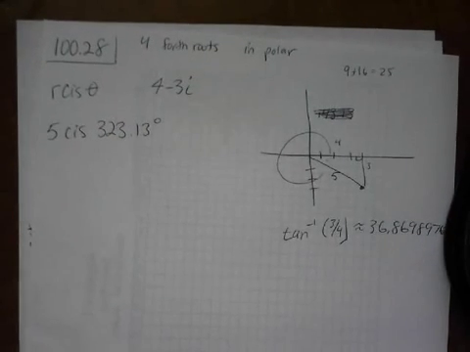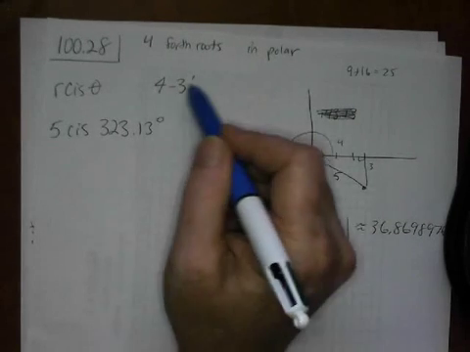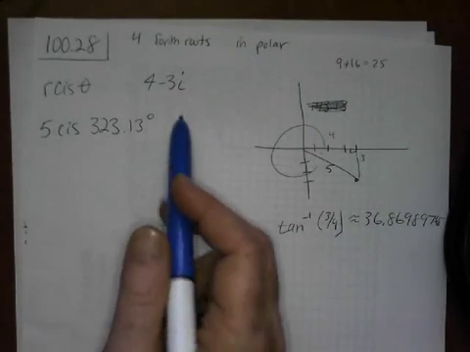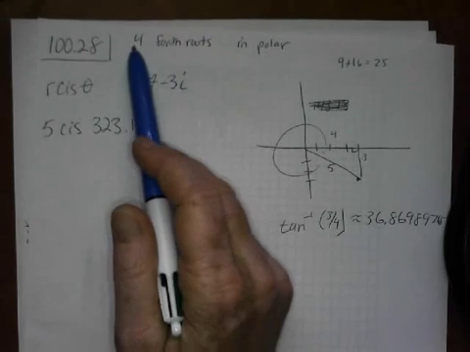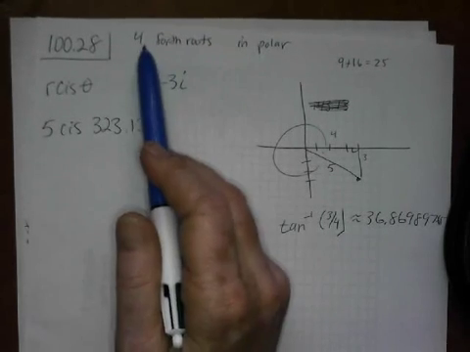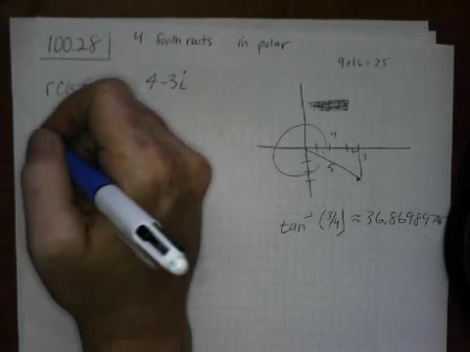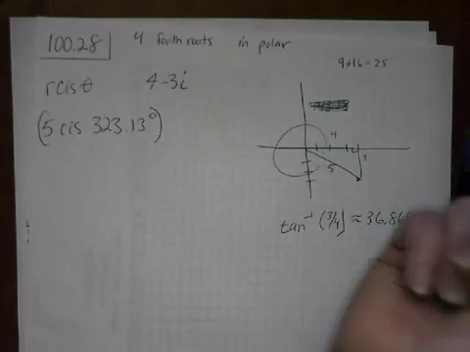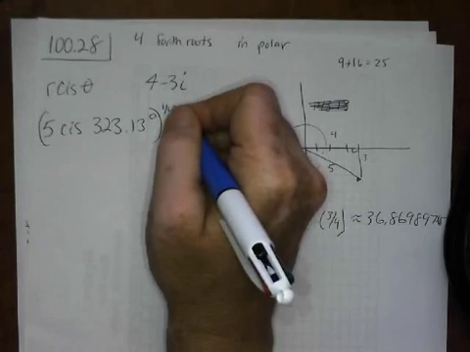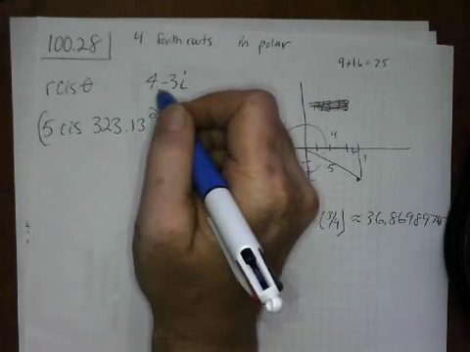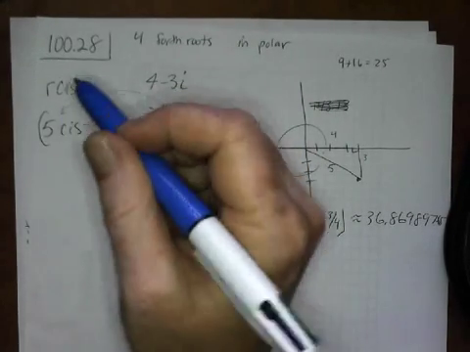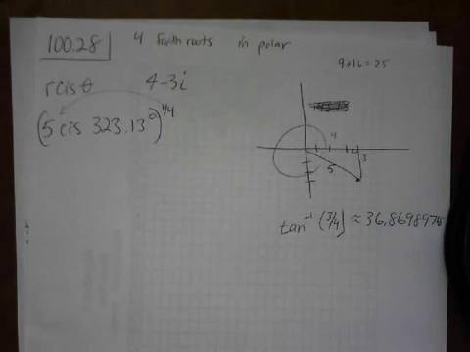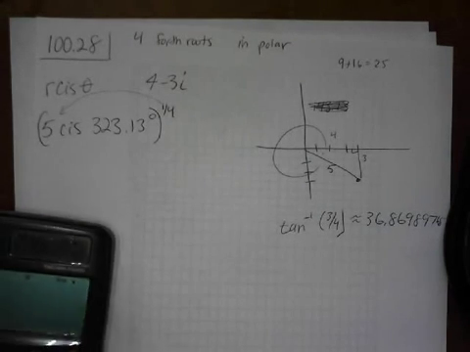Okay, so all I've done so far is just gotten the original rectangular into polar. Now I'm ready to use de Moivre to find the fourth roots. So the way you do that is grab your polar. You can only use de Moivre when you're in polar, and find the fourth roots. So the first step is to take the fourth root of 5. Oh boy, I don't know what that is.